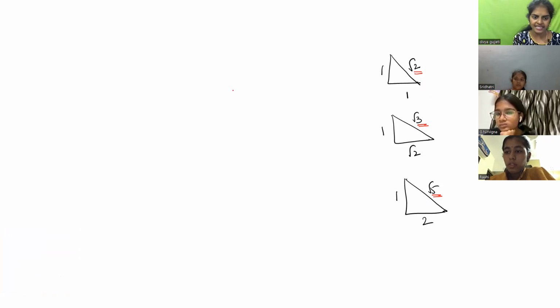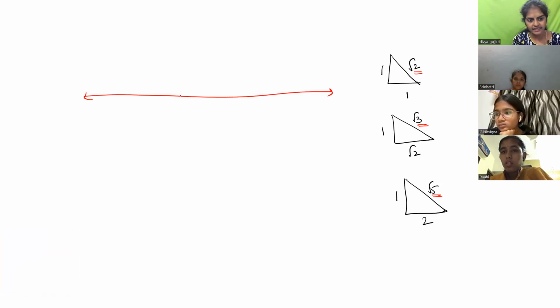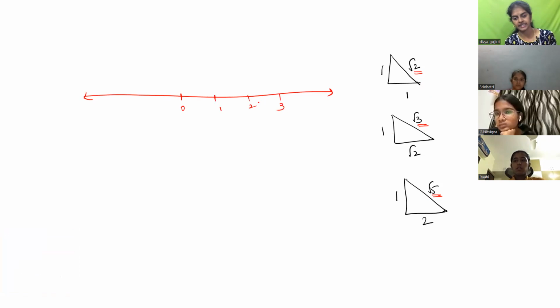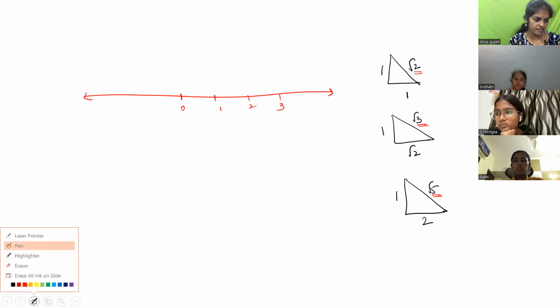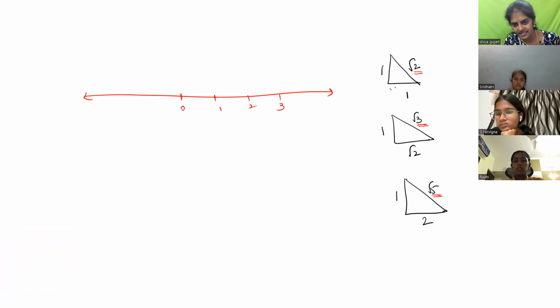Firstly, let us learn root 2. I took a number line, starting from 0, 1, 2, 3, a basic number line. Now, what do you see here? This side is how many units? 1 unit.